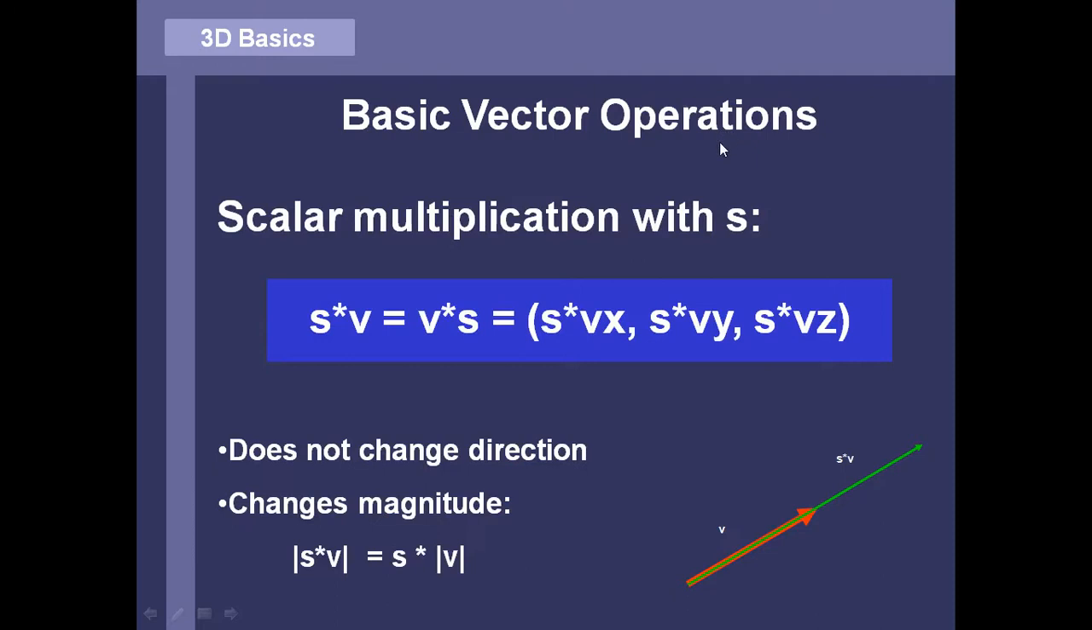Basic vector operations also include scalar multiplication with s. You multiply some value s with v, so it will be s times vx, vy and vz. It does not change the direction. This is how it looks: v, and if we scale it by some s, it will go here. So it does not change the direction and changes the magnitude by just a multiple of s.